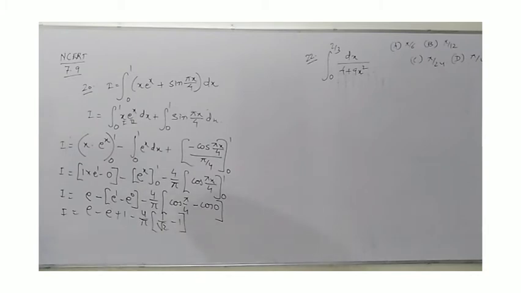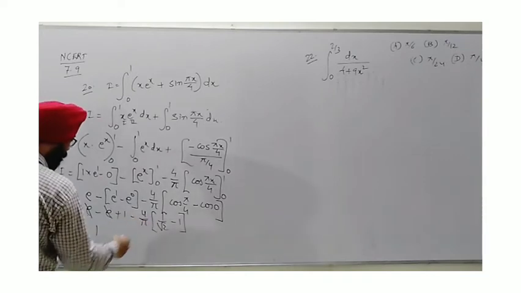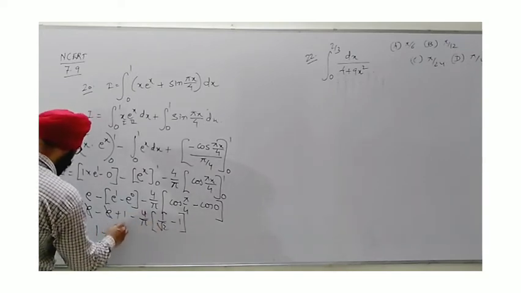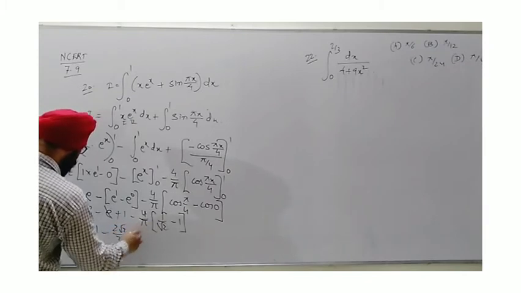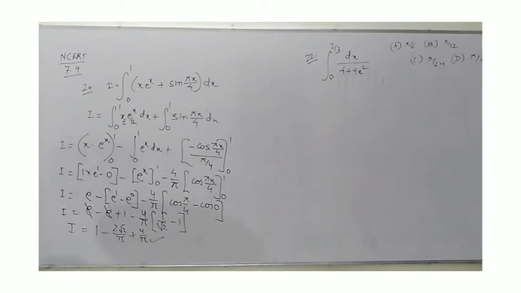All these terms we have to simplify. Yes, there is cancellation: e and e cancel out. When I multiply the 1 inside, 4 by root 2 is 2 root 2 upon pi, plus 4 upon pi. This is the final answer. So it doesn't matter, but always we are getting a constant.